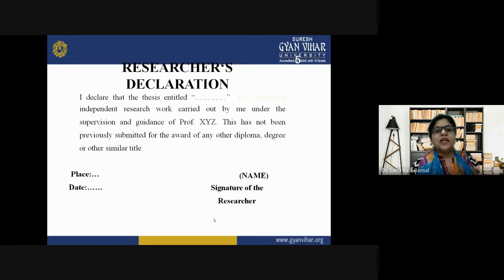And then at the left side, you will be writing place and date. And then on the right side, you will be writing your own name and then your signature. So this is the declaration given by the researcher that this work is entirely original and it is not submitted anywhere earlier for any kind of degree, diploma, or any similar title.